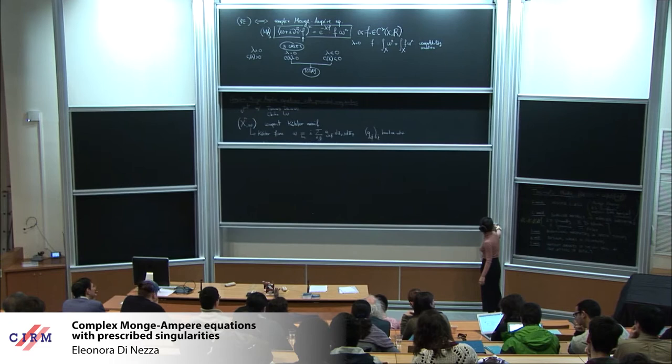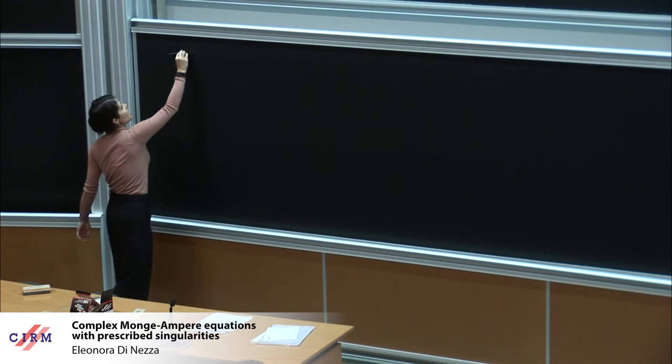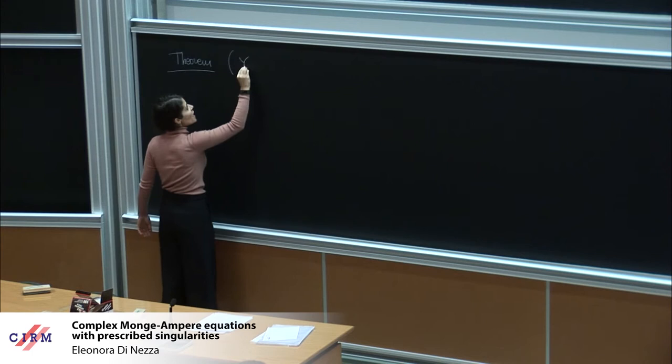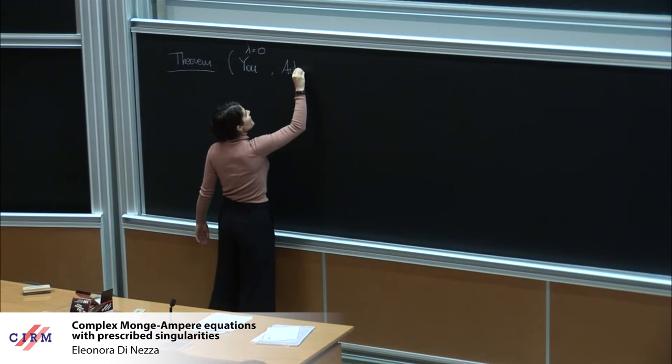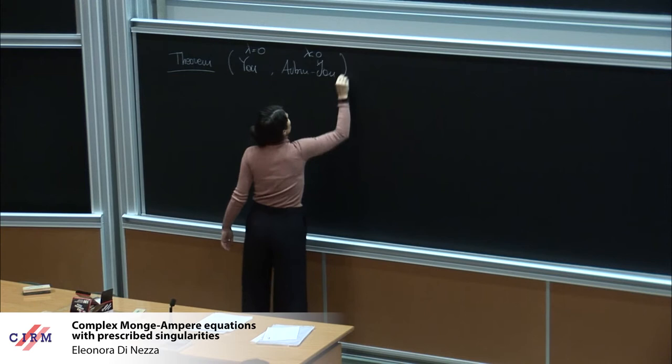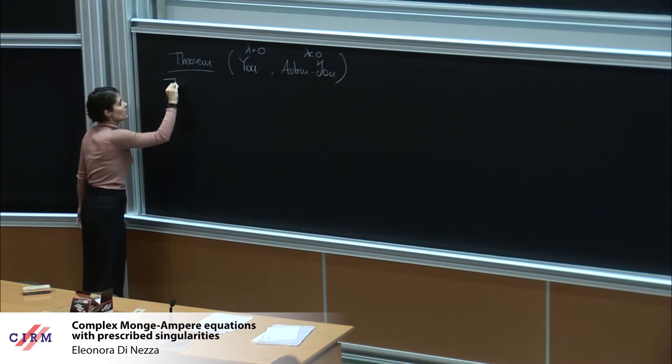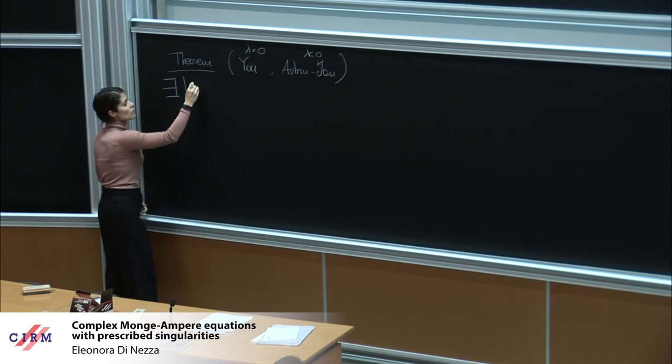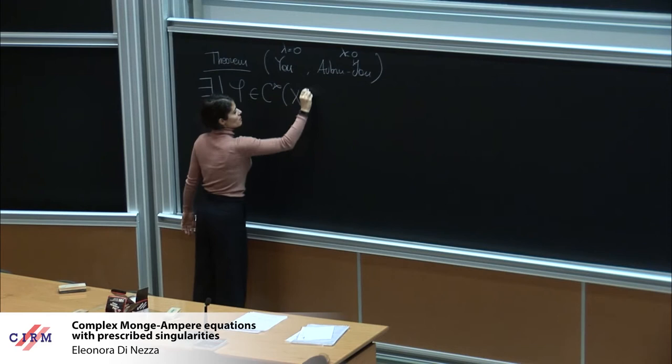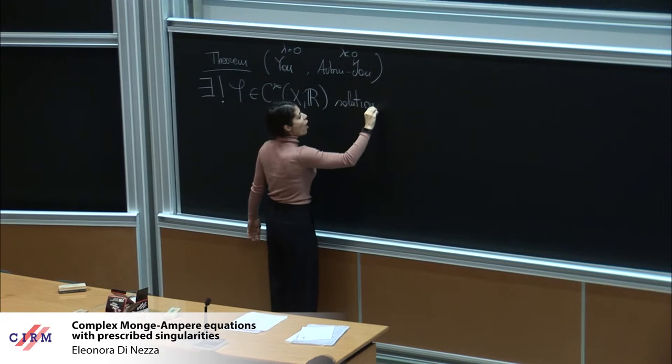Okay, so as I was saying, let me recall the theorem of Yau in these two cases. This theorem is due to Yau in the lambda equal to zero case, and to Aubin and Yau in the lambda negative case. The theorem states that there exists a unique solution phi, so a unique smooth function on X, that is a solution of my complex Monge-Ampère equation.